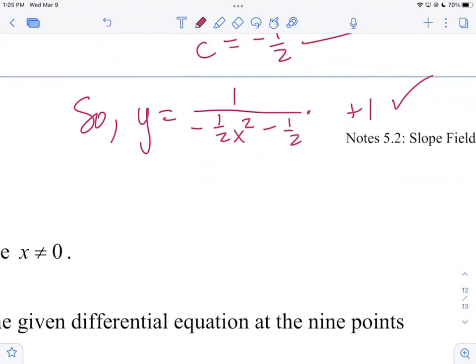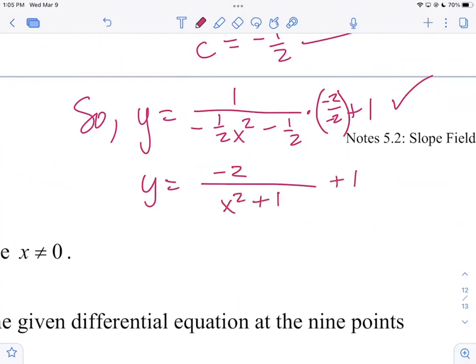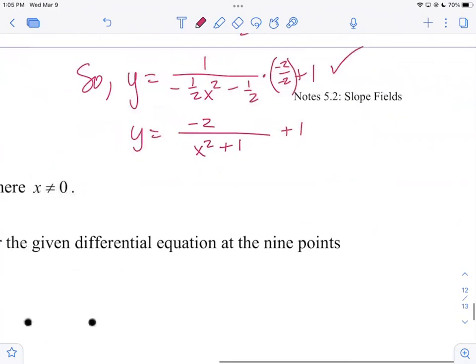I'm going to go ahead and multiply by negative 2 over negative 2. So I get y equals negative 2, and if I distribute in the bottom, I get x squared plus 1, and that becomes plus 1. All right. Now, here's how we could figure out the range. It's actually a little bit easier than you think. This is a transformation of your parent function, y equals 1 over x squared plus 1.